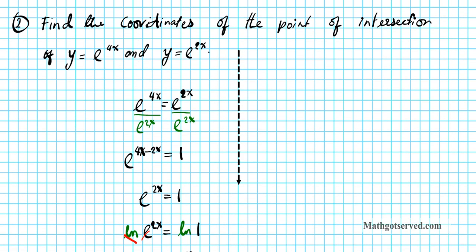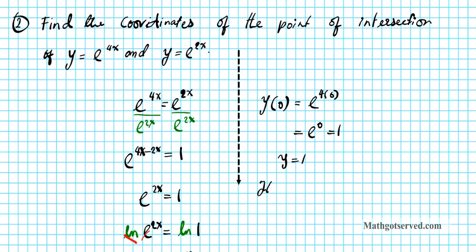Now to find the y-coordinate, we're just going to evaluate y at 0 for whichever function. It doesn't really matter. So let's do e to the 4x. So it's going to be e to the 4 times 0, which is going to be e to the 0, which equals 1. So y equals 1.